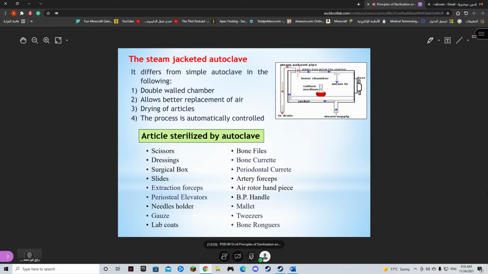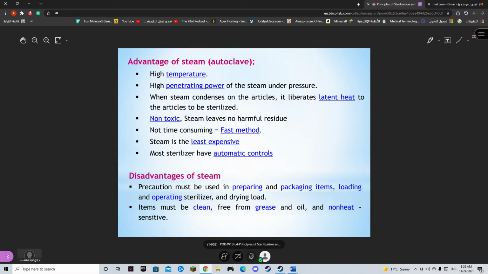I know that it's not easy to memorize everything, so just forget it for now. Just go with the principle and the importance. So high temperature, obviously high pressure, so it goes inside very easily, and it has latent heat. Sometimes the heat has some biomass, some weight. We call this latent heat.